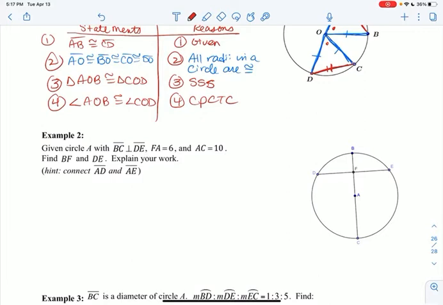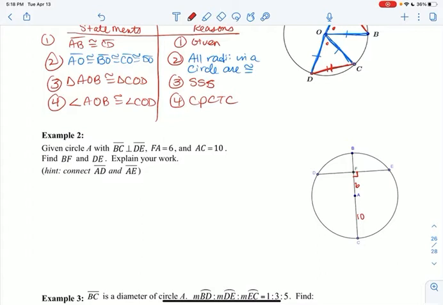Okay, so that's one example of a circle proof. All right, next example, a little bit different. So BC is perpendicular to DE. All right, so this is a right angle in there. FA equals 6. I'm going to put that on my picture. AC is equal to 10. And they want me to find BF, and they want me to find DE.